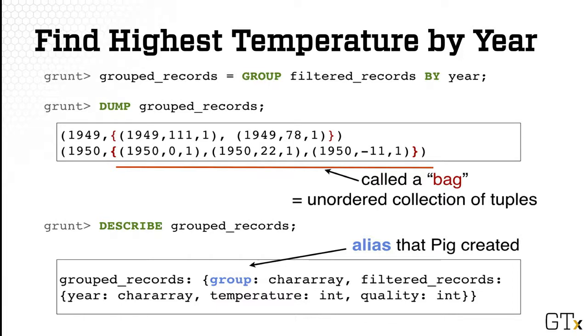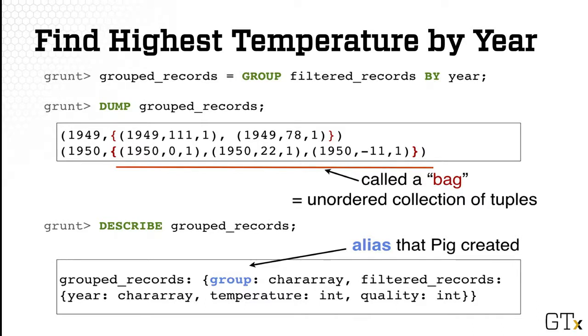Let's see what we get using the dump command. We see 2 lines here. The beginning of each line is year, which makes sense, since we wanted to group the records by year. After the year value, we see an unordered collection of tuples with the same year. We call this unordered collection a bag, as in we have a bag containing a bunch of records, and we shake the bag so that the records are not ordered in any way.